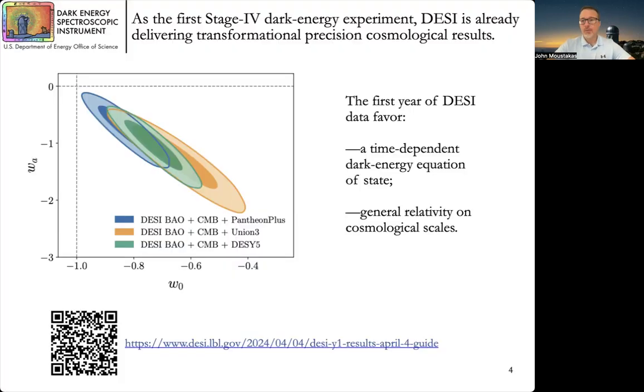Now, DESI is the first stage 4 dark energy experiment. What that means is the precision with which it can characterize the equation of state of dark energy. And we're already delivering incredibly exciting cosmological results. Our first batch of cosmology papers were published in April of 2024, and then again in November of 2024. And a really exciting result was that it appears that the dark energy equation of state does indeed evolve with time. If the dark energy was a simple cosmological constant, then you would see the data contours centered on this point in this w0-wa parameter space. But at the level of about 3 sigma, we see evidence for an evolving dark energy. You can grab this QR code to our paper guide and read all about these results.